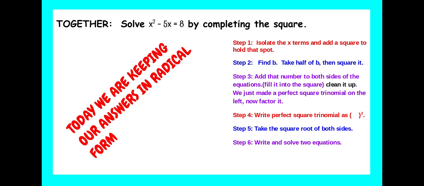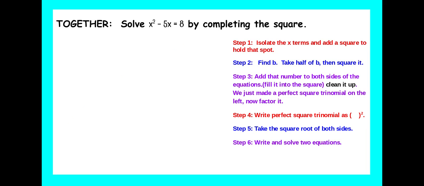So let's get started. First, you want to isolate the x terms, but if you notice, your x terms are already on the one side and our 8 is on the other side. So as long as your x's are on one side and your 8 is on the other side, we're just going to add in a box to hold the spot. This is how we're going to rewrite it: x squared minus 5x plus a box equals 8 plus a box. Instead of having to move it, it's already in its position. We just have to add a box next to it.